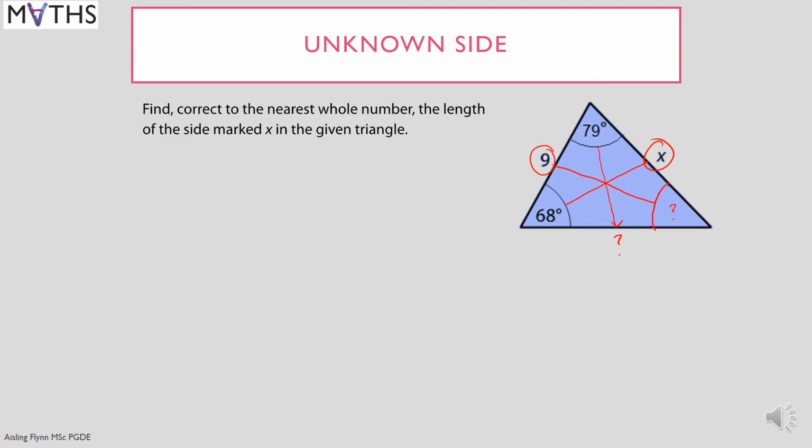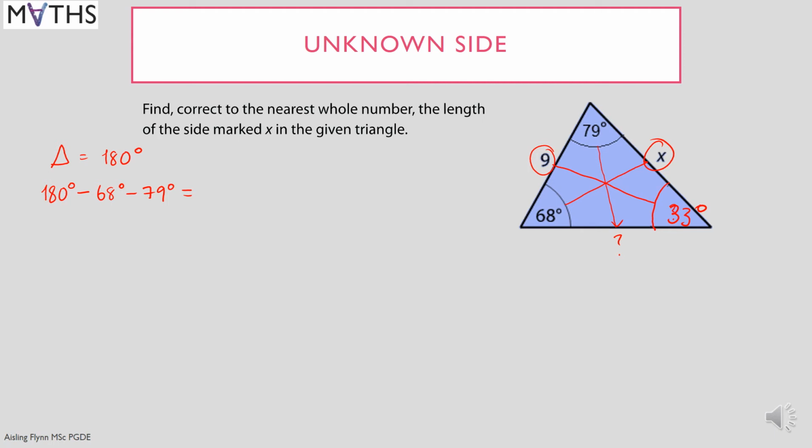However, we can use our knowledge of triangles to fill in that empty angle. The three angles in a triangle should total 180 degrees. So if we take from 180 degrees the other two angles, 68 and 79, then we will know the measure of the missing angle. So 180 take away those two is 33 degrees. So I can put that in there. So a little extra step there this time. So my pairs are 9 goes with 33 degrees and x goes with 68 degrees.